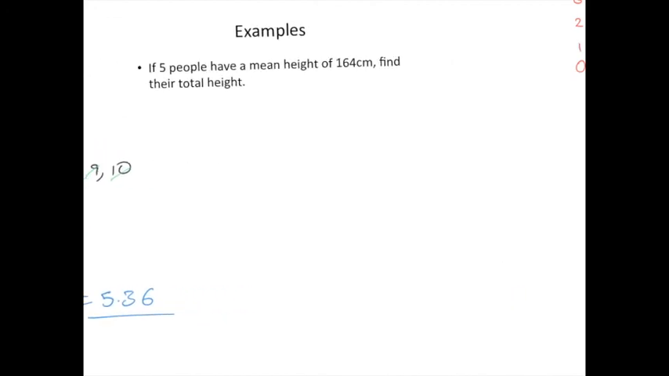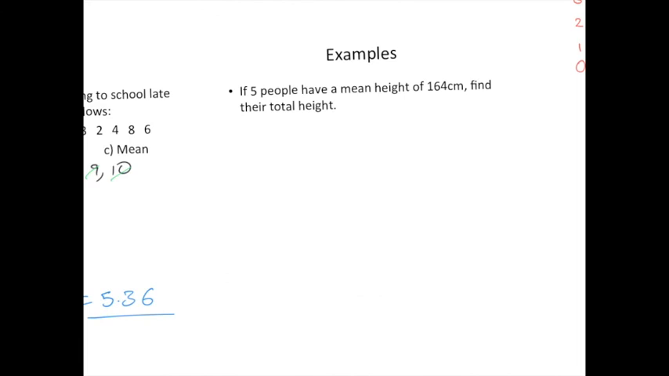If 5 people have a mean height of 164, what's their total height? It's like on average, there are 5 lots of 164, so their total is just 5 times 164. 820? Okay, good.